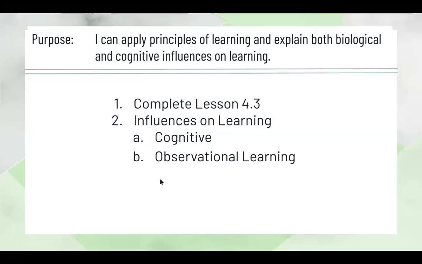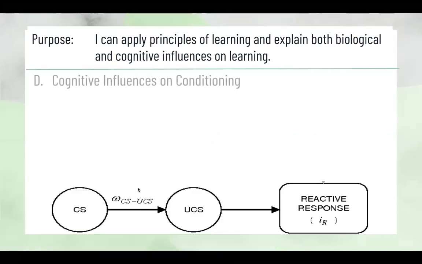Okay. Looking at the cognitive influences of learning. Okay. And then that will encompass observational learning as well. So this is what we left off with, okay, would be D, cognitive influences on conditioning.